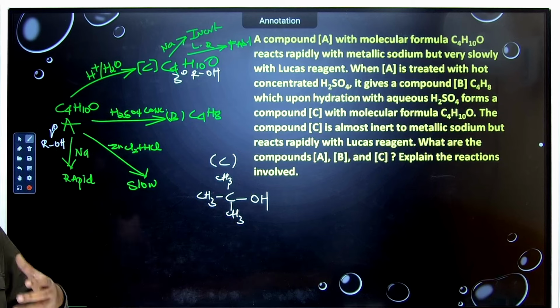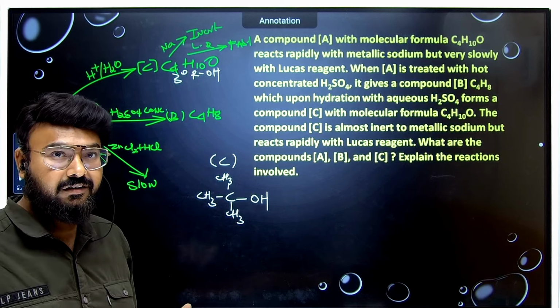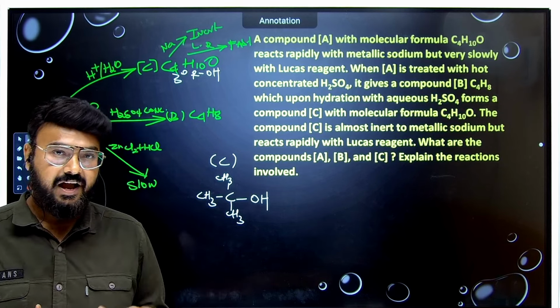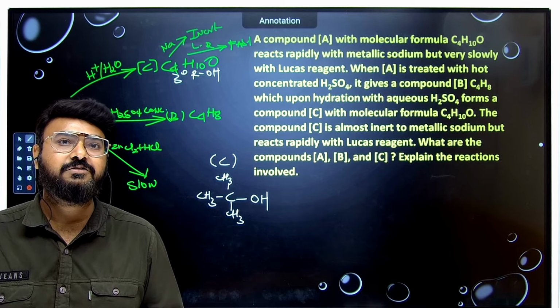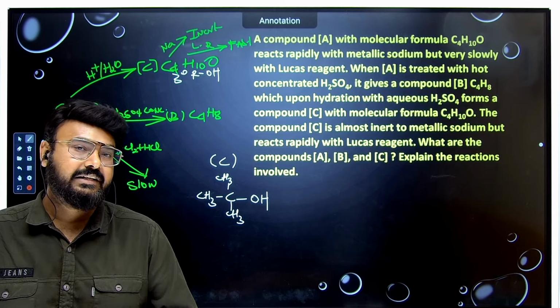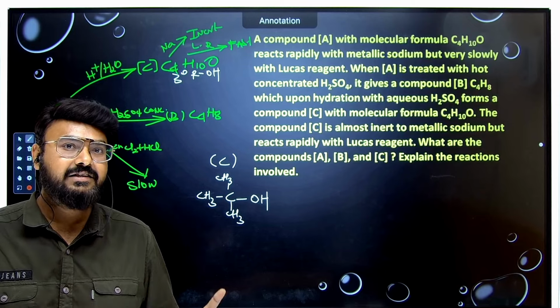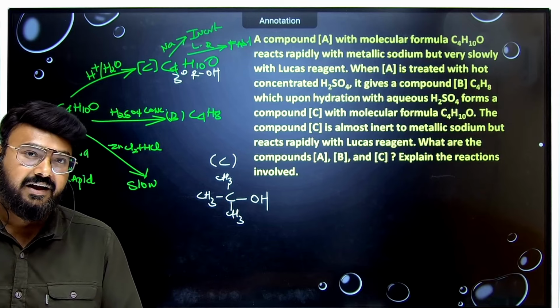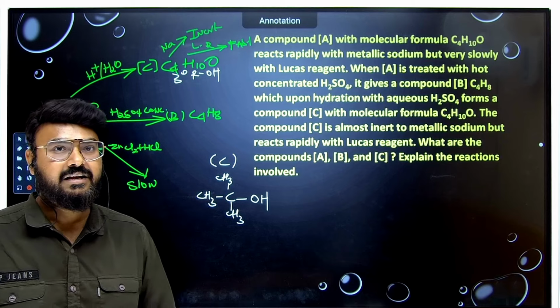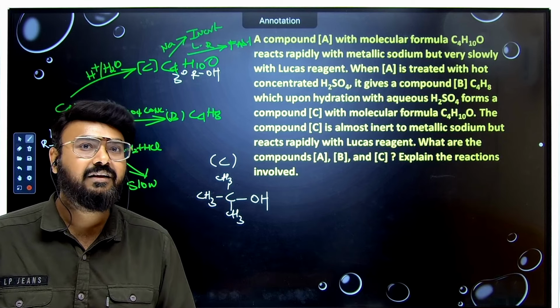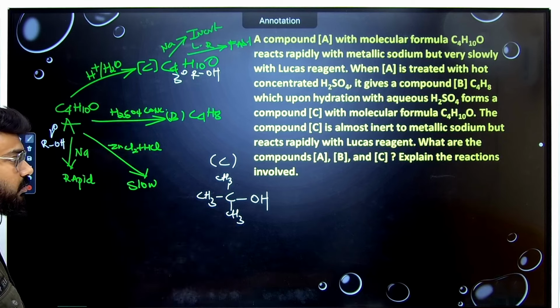All right. See, Lucas reagent is based on carbocation intermediate, and we know the rate of reaction is directly proportional to the stability of the intermediate. Here, the intermediate is a carbocation, and we know the stability of carbocation is highest in 3 degree, then 2 degree, and then 1 degree, and that is why the Lucas reaction is very fast in 3 degree alcohols. So take a note of this.